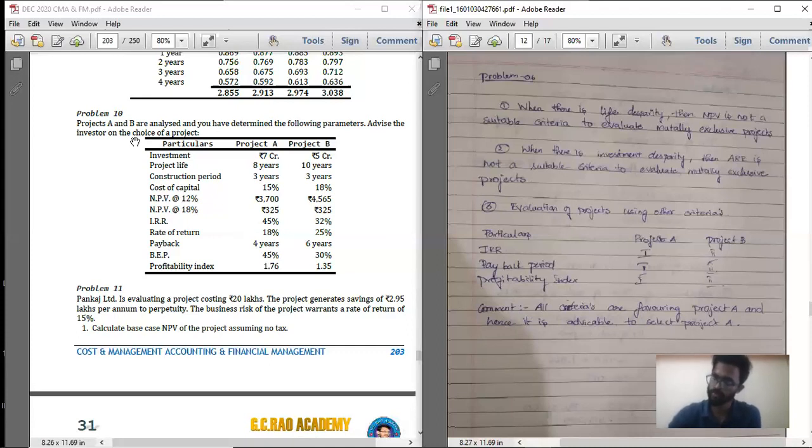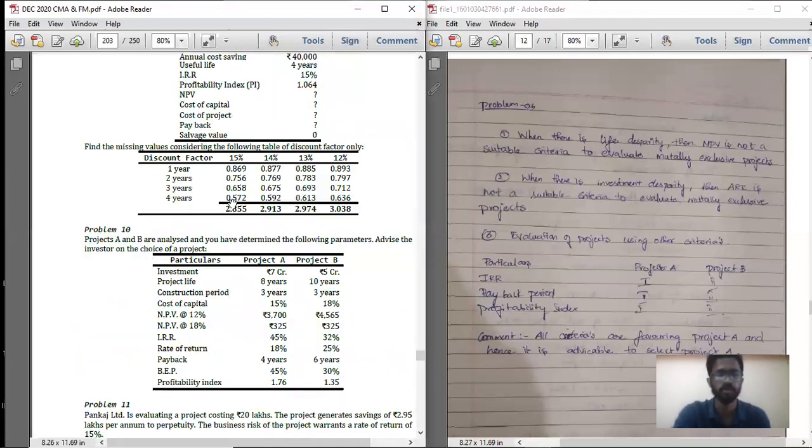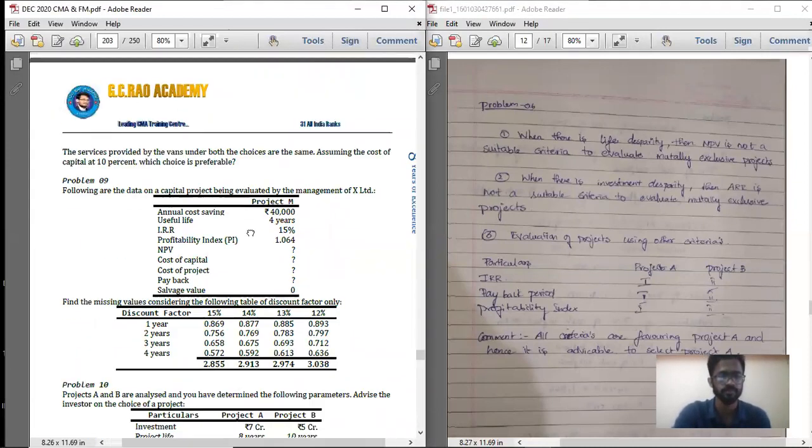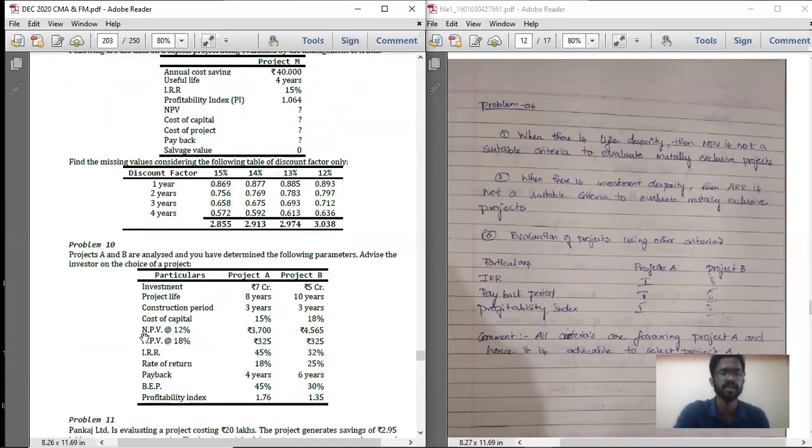Moving on to the next problem, that is problem number 9. In this problem number 10, they have just asked us to comment. You can expect this sum also in the exam for 4 marks or something.